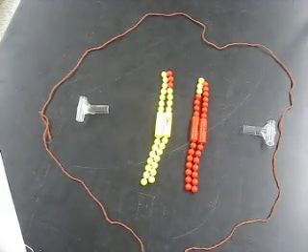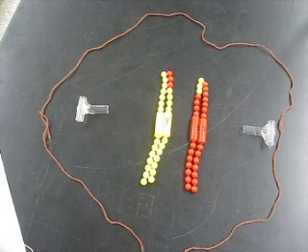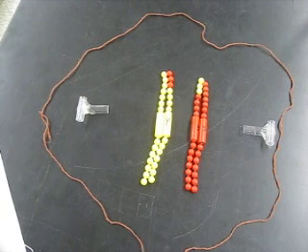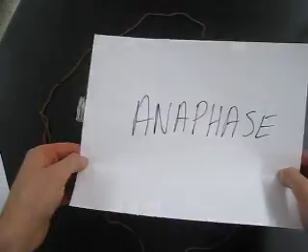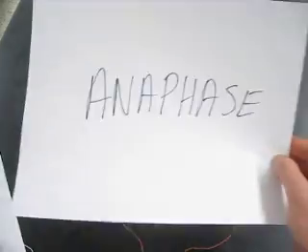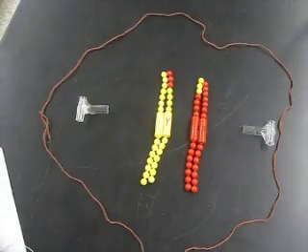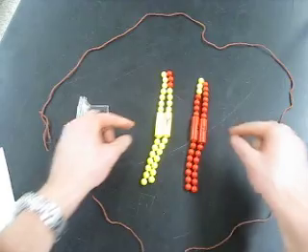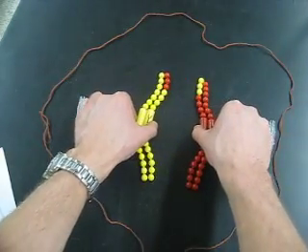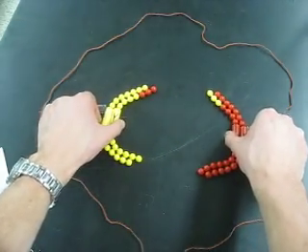Now remember, the first division of meiosis, or meiosis 1, is when you actually have, at the end of it, half the number of chromosomes. So, during anaphase 1 of meiosis, the spindle fibers that come out from the centrosome start pulling away each chromosome pair to opposite sides of the cell.